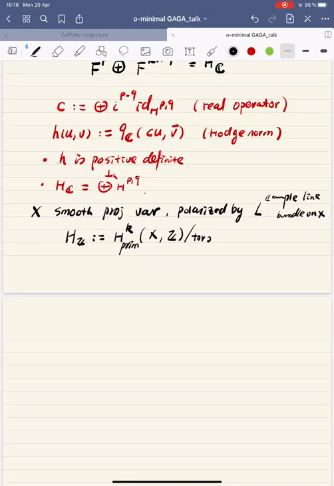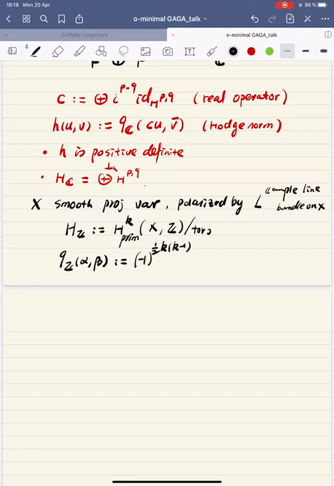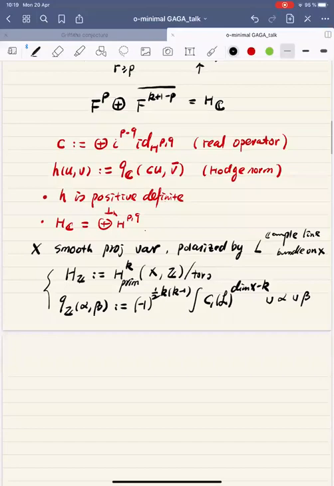Then the bilinear form is defined as follows: you take two classes, alpha and beta, and some constant, which I never remember, so just write it down, some constant, times the integral of the first Chern class of this line bundle raised to the power of dimension X minus k, wedge alpha wedge beta. Then this will give you an example of a polarized Hodge structure of weight k.